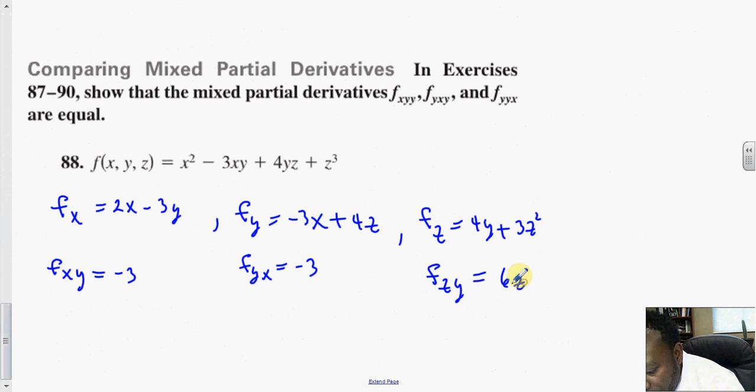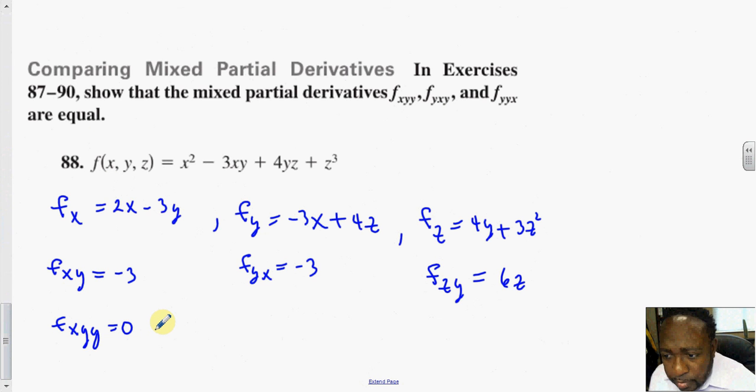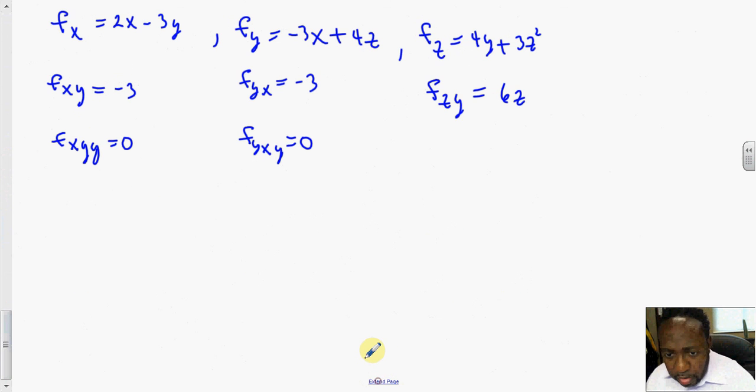This is 6z. So now they want us to find the partial of f with respect to x, then it says y, and then on this one, find this partial with respect to y. That's 0. And then we have the partial of f with respect to y, x. We have that one. And then you find that partial with respect to y. That's 0.